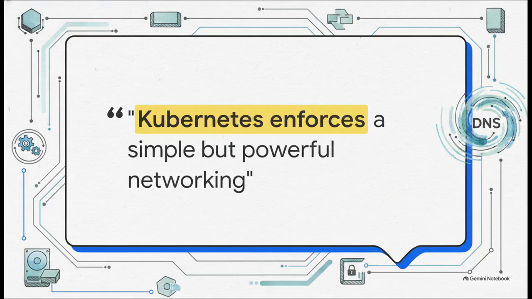Which brings us to a foundational quote directly from part 4 of the source material. Kubernetes enforces a simple but powerful networking model. And it's precisely because this internal networking is so seamless and reliable that Kubernetes can actually successfully tackle our third challenge, storage. You see, the flat network ensures that stateful storage volumes can be dynamically attached and reattached to pods, no matter which physical node they happen to bounce to. Because the network routing is fundamentally guaranteed, the decoupled storage always knows exactly how to reach the application.